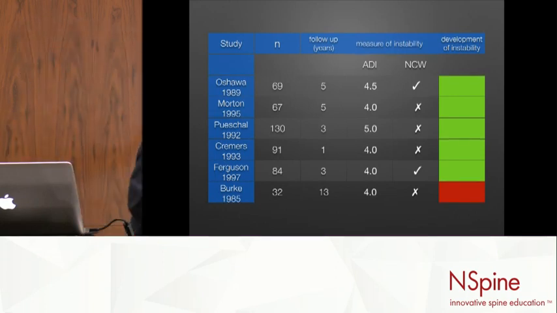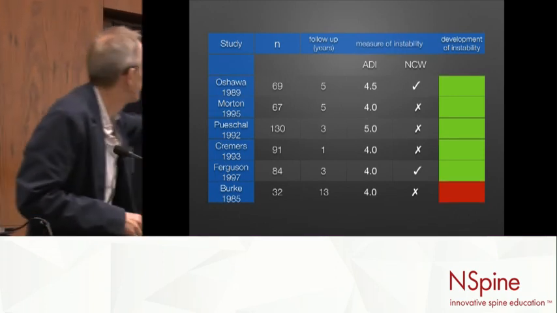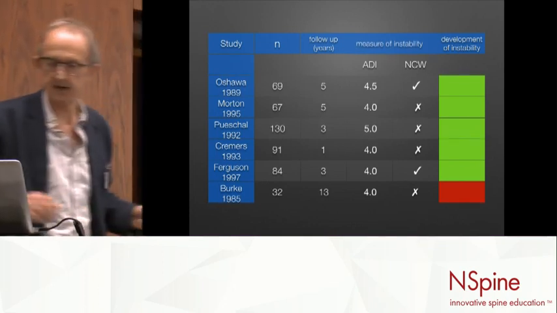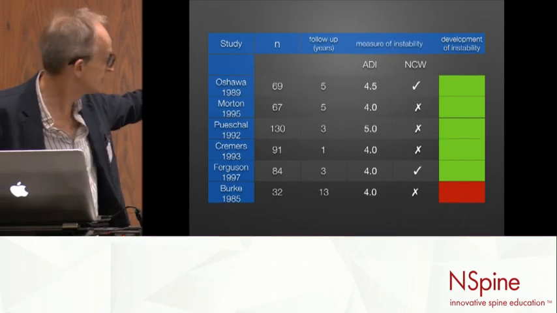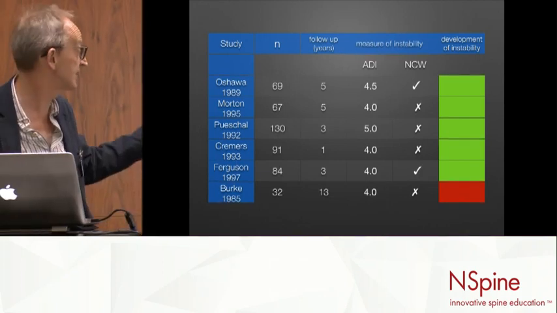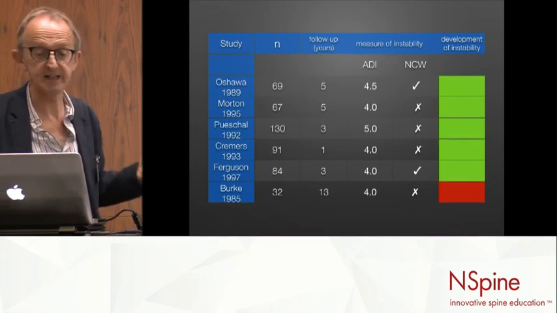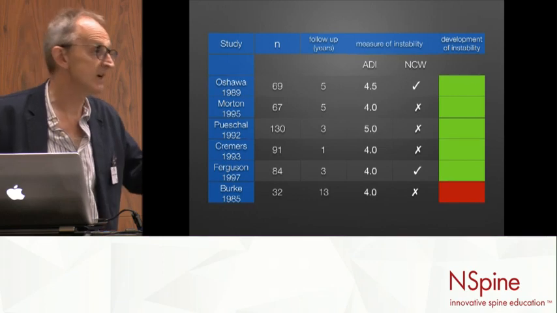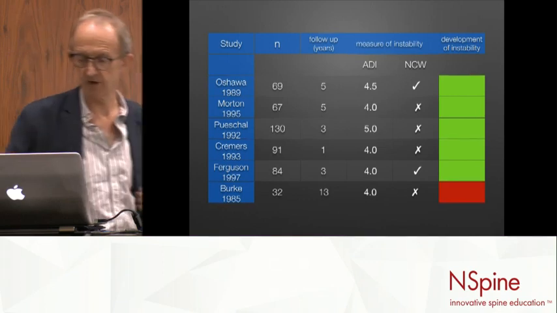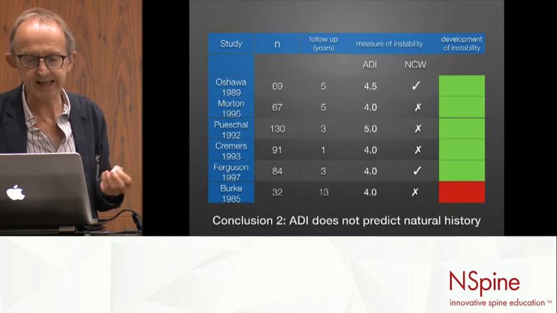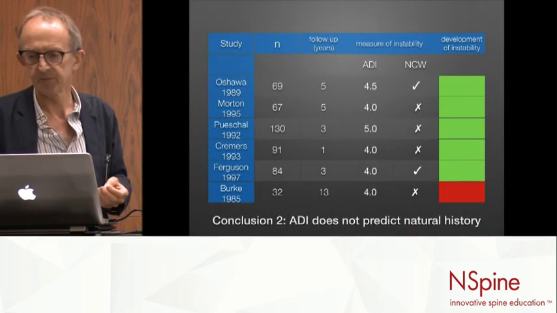So these are those same studies. Those that did not develop instability are in green. The ones that did are in red. And you can see in the majority of cases, even where children exceeded these norms, the majority actually didn't develop instability over time, because these are forward sequential studies. So it wasn't really a very good predictor of natural history.